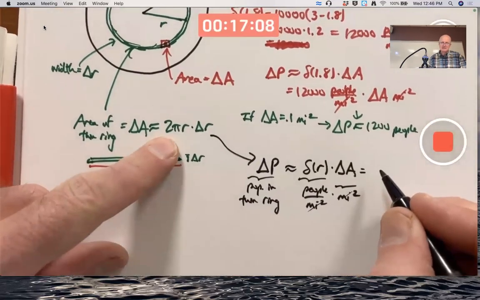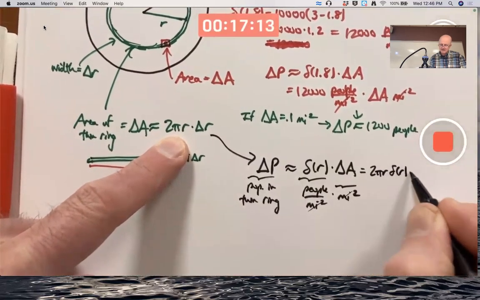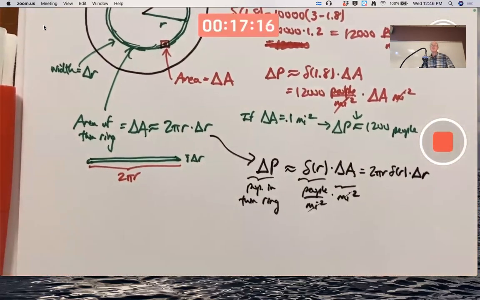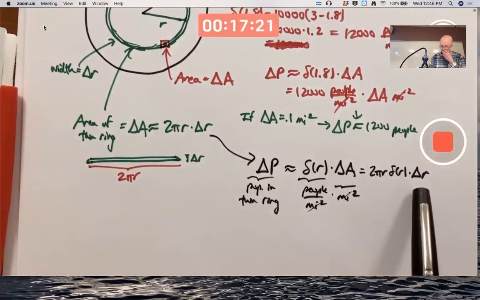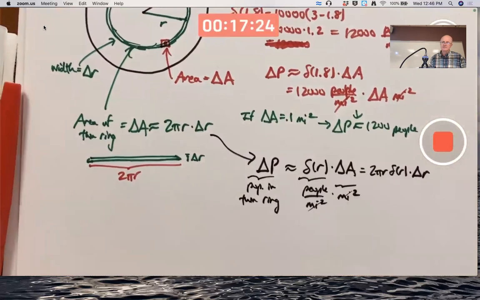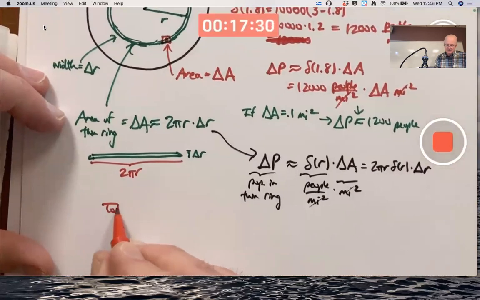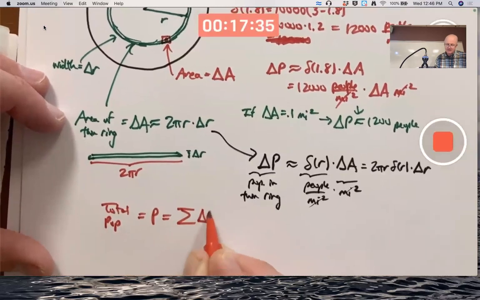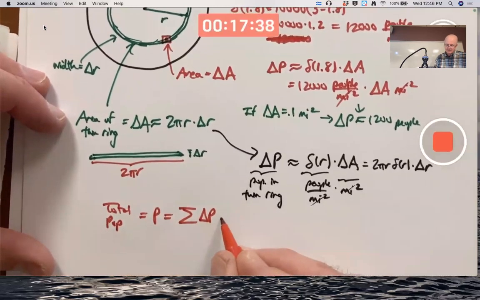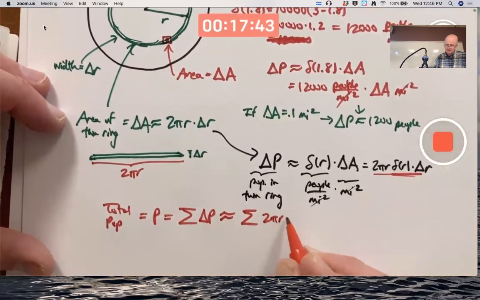And that'll be the same as replace delta A with this, 2 pi r delta of R times delta R. Lots of deltas here. Delta of R is a function. Delta R is a small number. The total population of the city then, you could call it just P, is the sum of the small populations in the thin rings, which is going to be approximately the sum of expressions like that, 2 pi r delta of R times delta R.